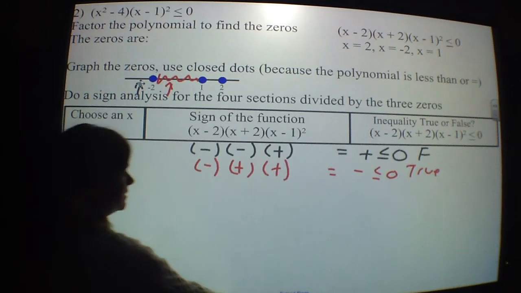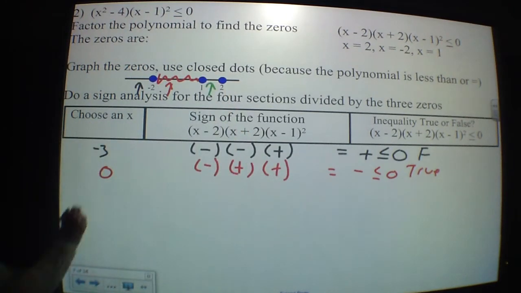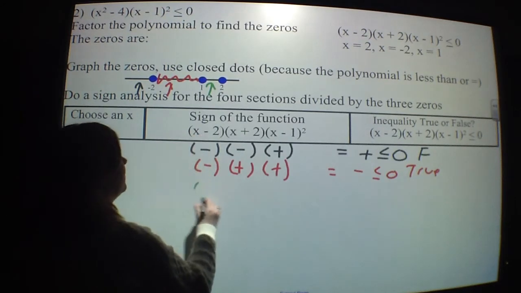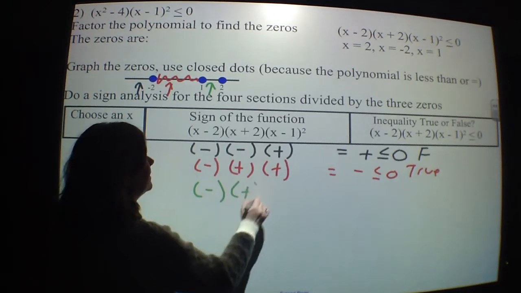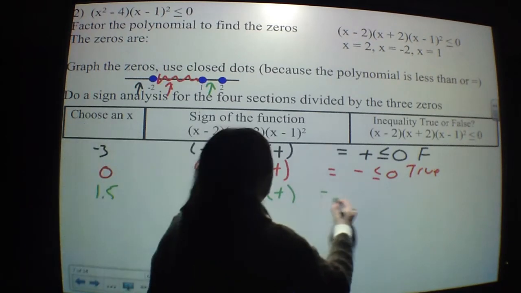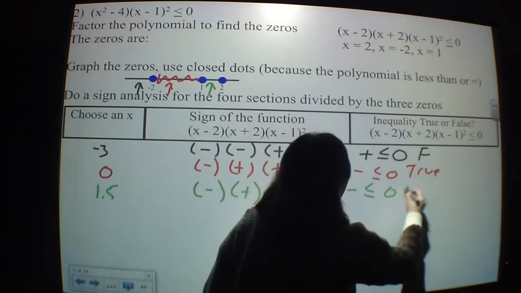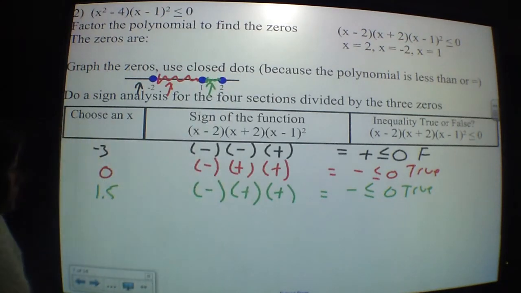Now, let's plug in something between 1 and 2. Let's say 1.5. So 1.5 minus 2 is a negative, a positive. Anything squared is a positive, which is a negative. So that's true also. So it works there too.